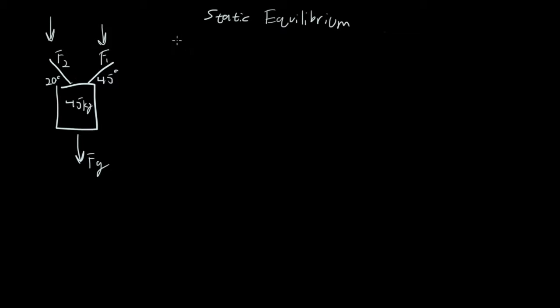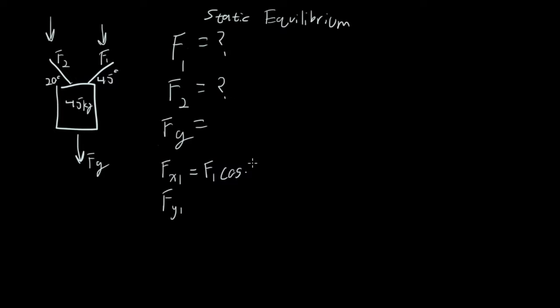I have two unknowns here, so I'm looking for F1 and F2, both of them. What I know about this is that it's got a mass of 45 kilograms, so I can easily calculate the force of gravity. So let's put that up here. I also know that these are going to be at angles, so I can break them up into their individual components. So let's write out those components and the equations that would go with them.